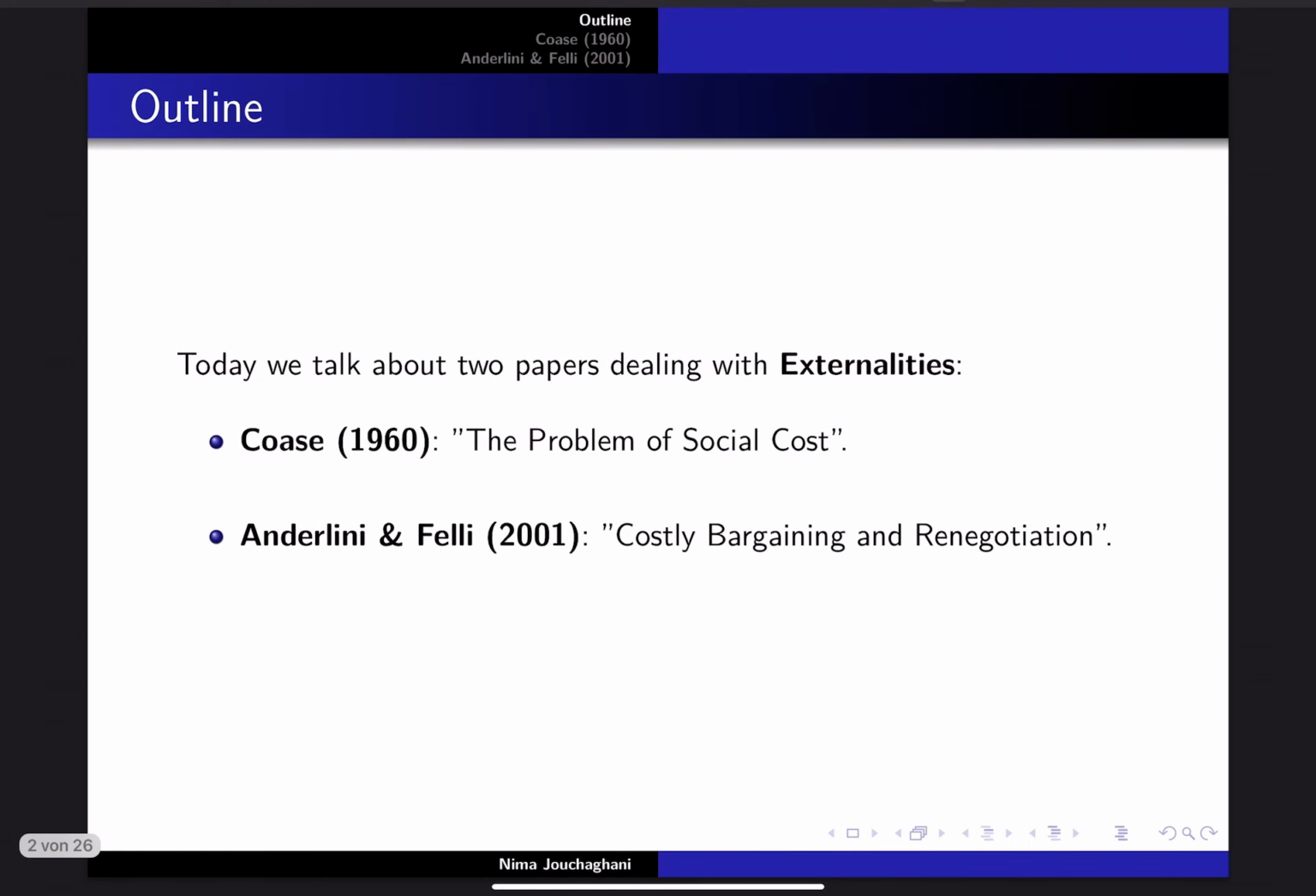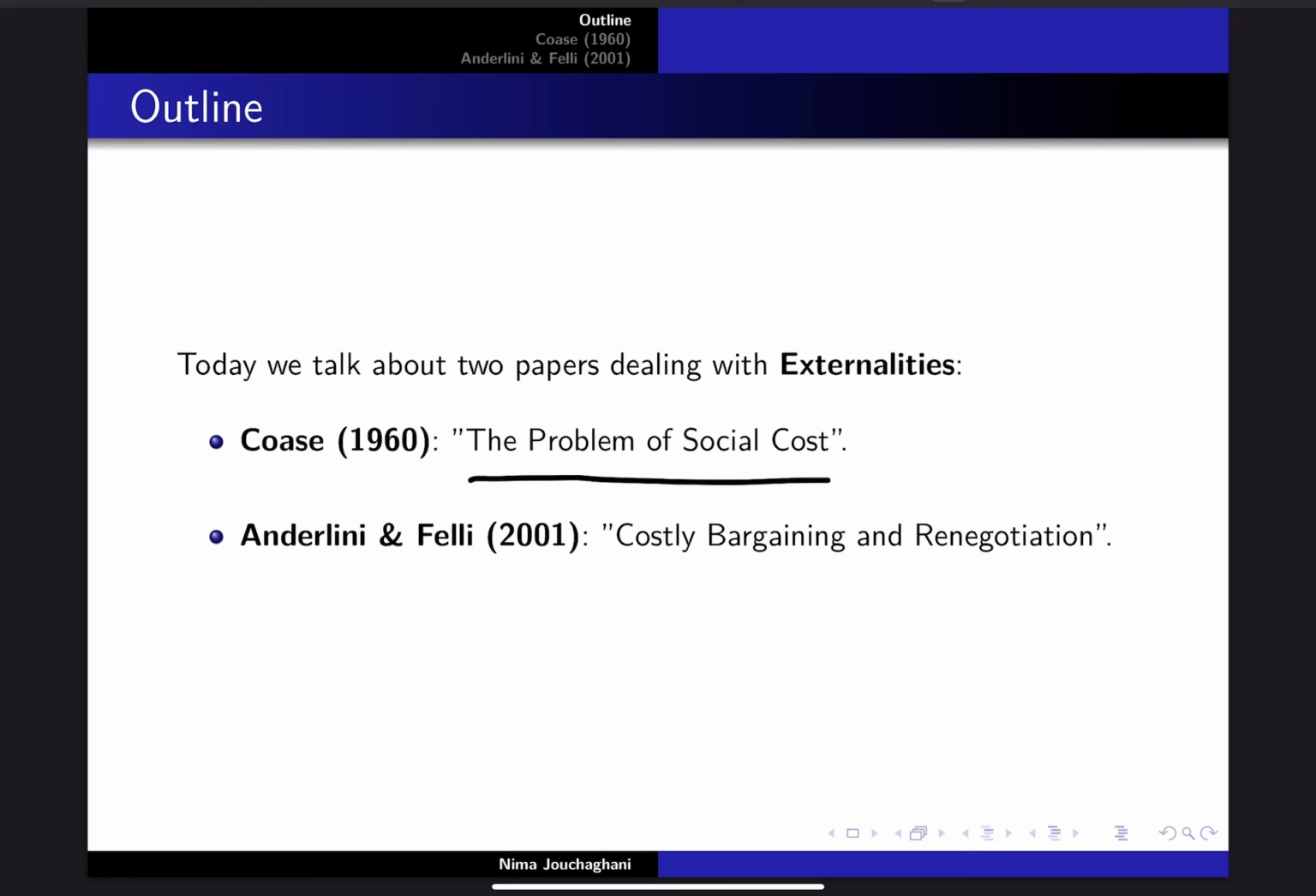And we'll talk with you about two papers which deal with the topic of externalities. The first one is the seminal paper by Coase. It has the title "The Problem of Social Cost," and I would say it's an atypical paper, because this is a theory paper in particular. So it's a theory paper using a lot of examples and verbal arguments to make the point. So you will not find any math in the original paper.